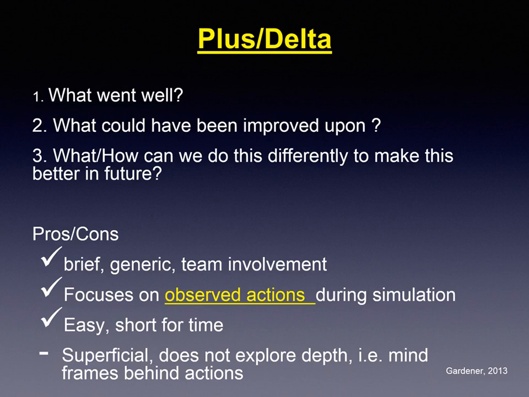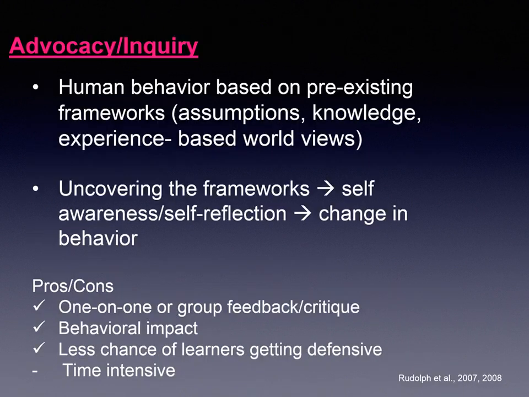Here, you basically go, what went well, what didn't work, what can you improve on? And the pros and cons of this model basically are that it's a brief generic model. It can be pretty much applicable to any situation. It focuses on observed actions. It's particularly useful if you're short on time. But it's very superficial. It does not really go into depth. So the mind frames behind the actions you don't really explore. So whether you can actually cause behavior change in this, we don't know.